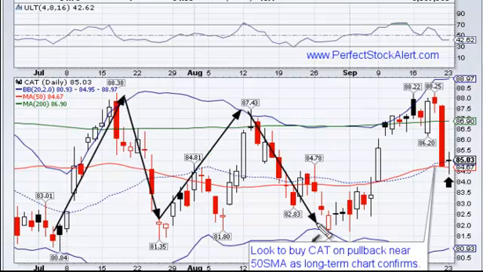If you look at the long-term chart, again, this is the short-term 3-month daily. Look at the long-term chart. It's on the website, and you will see why I'm more bullish on Caterpillar than you might see in various other charts that are out there.